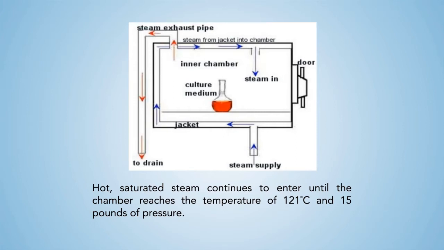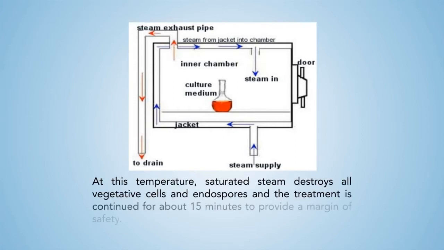of pressure. At this temperature, saturated steam destroys all the vegetative cells and endospores, and this treatment is continued for about 15 minutes to provide a margin of safety.